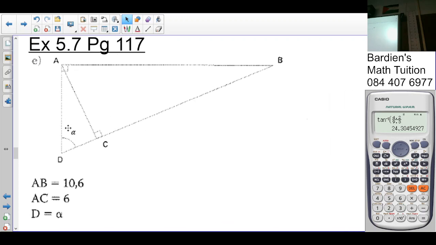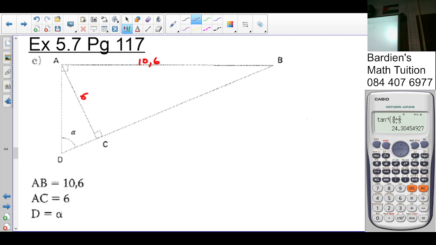What do they want? Oh, they want the angle alpha. So here we are told that AB is 10.6. Then we are told that AC is 6. And angle D is alpha. So if you look at what we have here, what length can be calculated here? Which angle can be calculated?